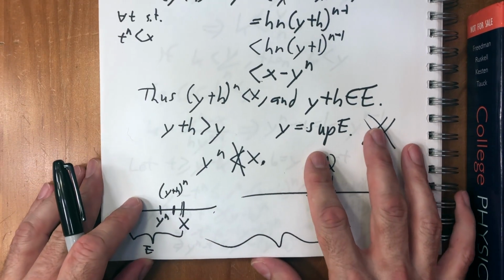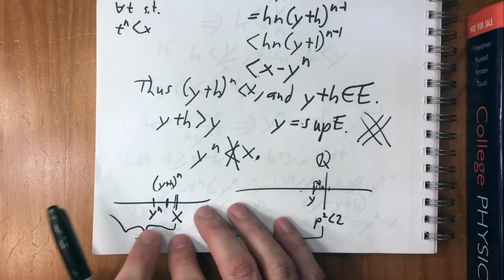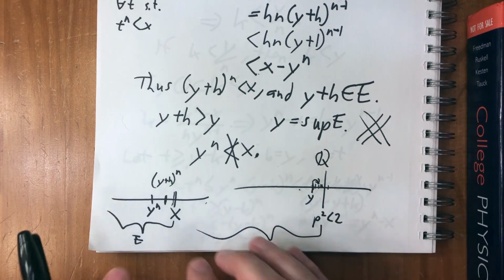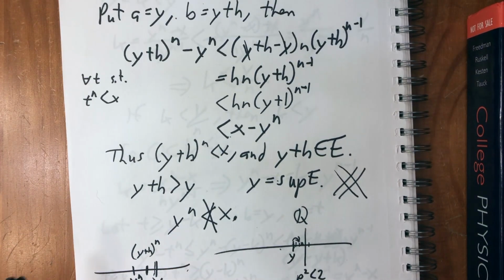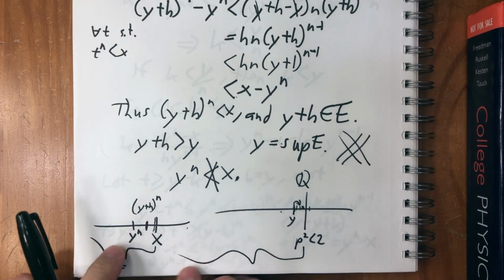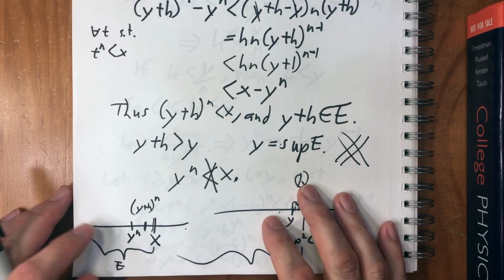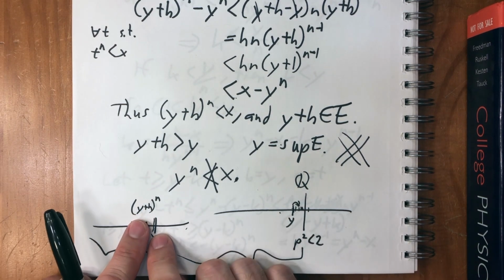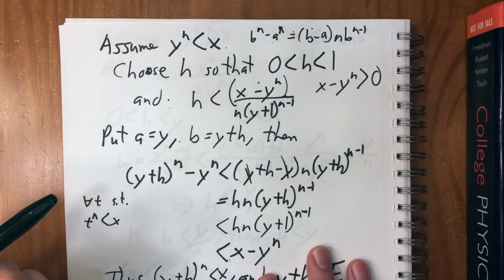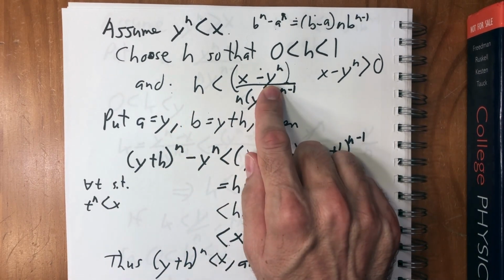So we need to actually construct that number, because the question is, we might be able to find one here. So let's say we find y + h is between y^n and x. (y + h)^n is between y^n and x. Okay, well that just means we chose the wrong supremum. So maybe this is the supremum. The point of what we're doing here is to say no, because we defined h using the supremum.